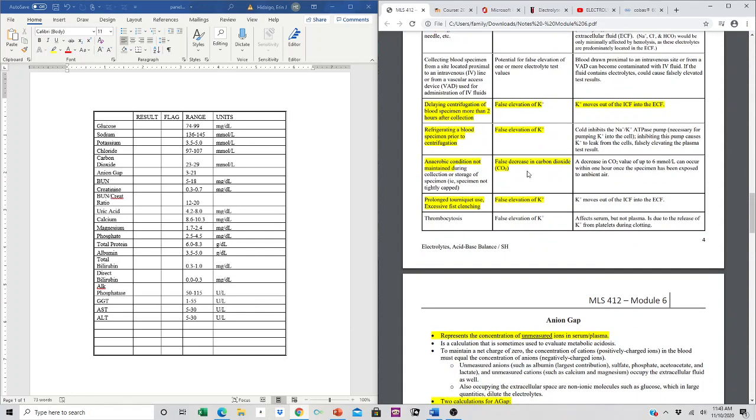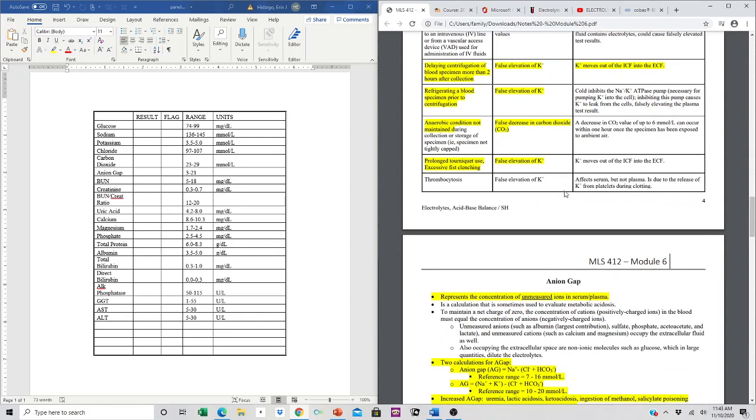Anaerobic condition not maintained, false decrease in the CO2. Basically because gas is always going to move in the direction of most to least. It's going to move into the area where there's not as much of it. So if the tube is opened and it's open to room air, air is going to move into the tube. Carbon dioxide is going to move out of the tube. Prolonged tourniquet use and excessive fist clenching, false elevation of potassium because, and this part's not highlighted, but it still makes sense as to the reason, potassium is moving from the intracellular into the extracellular.